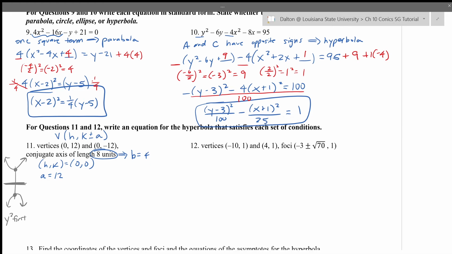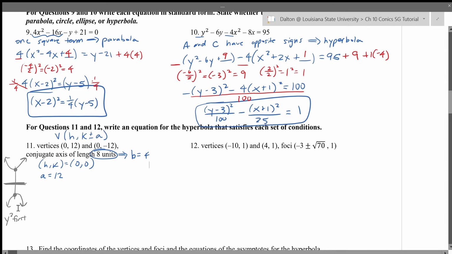Okay, so if b is equal to 4, and we already know what a is equal to, 12, then we simply need to plug that into the hyperbola equation where y squared is first. So there is no h and k movement. There's no left and right. So instead of y minus k, it's just going to be y squared over a squared, which is always first. 12 squared is 144. Minus x squared over b squared, which is 4 squared, which is 16, equals 1.